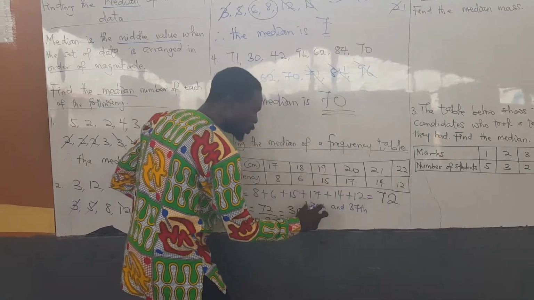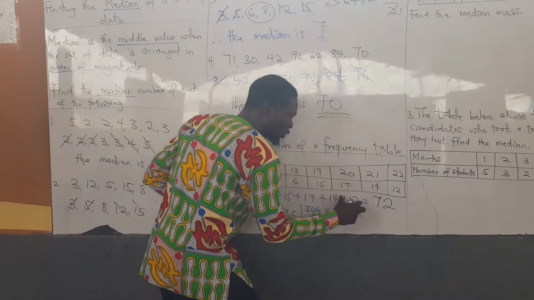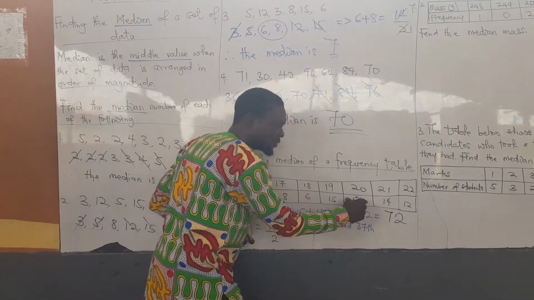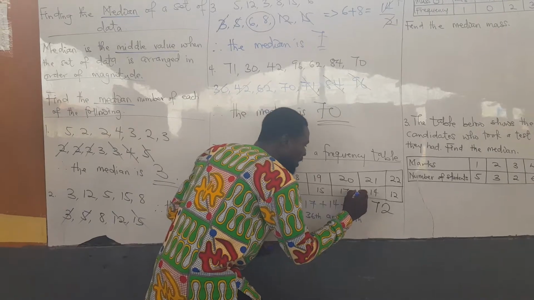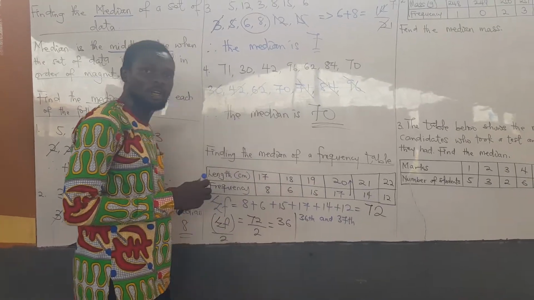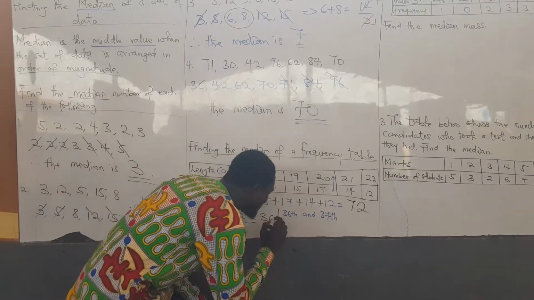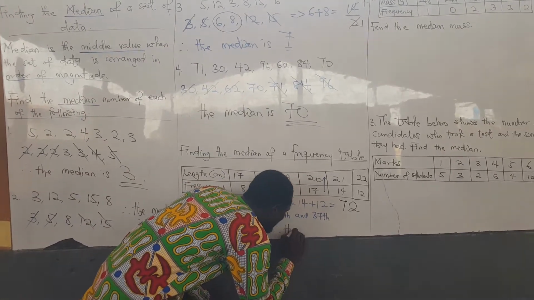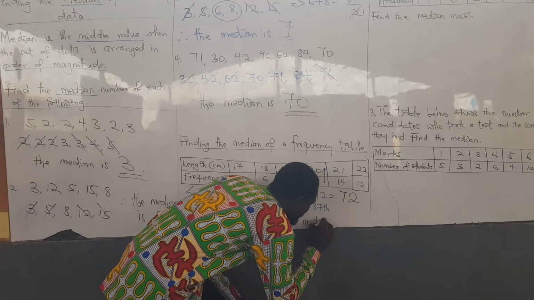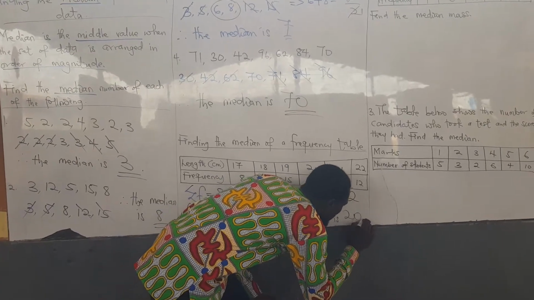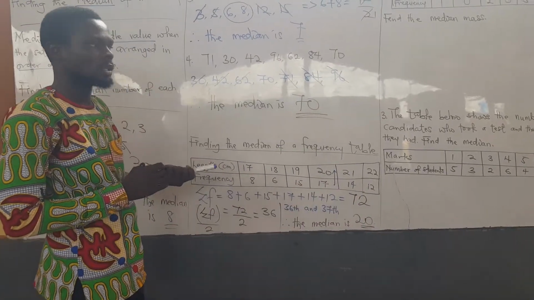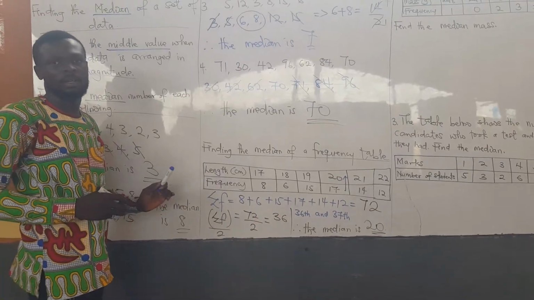So because we can locate the 36th and the 37th observation in this frequency, we are going to link the frequency to its corresponding value, which is 20. So we can say that, therefore, the median is 20 when it comes to this one.